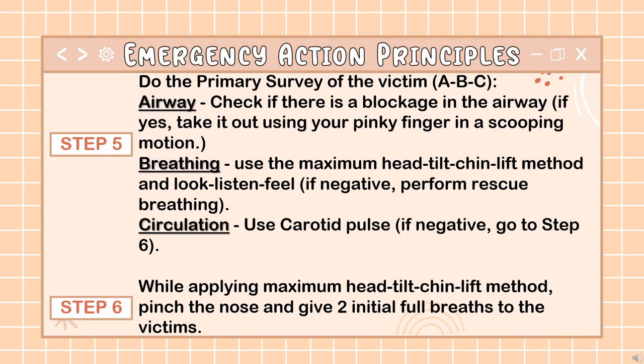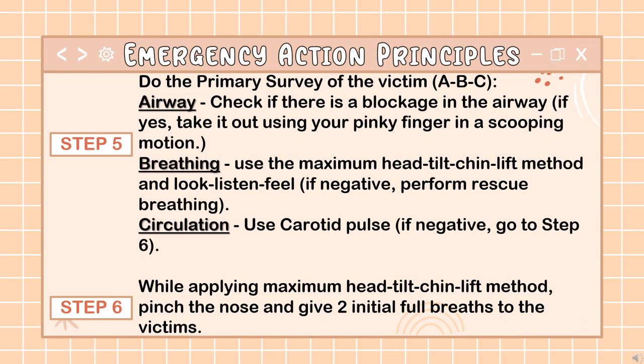Step 5. Do the primary survey of the victim. In doing this, remember the acronym ABC. A for airway, check if there is a blockage in the airway. If yes, take it out by using your pinky finger in a scooping motion. B for breathing. Use the maximum head tilt, chin lift method and look, listen, feel. If negative, perform rescue breathing. C for circulation. Use carotid pulse. If negative, proceed to step 6.